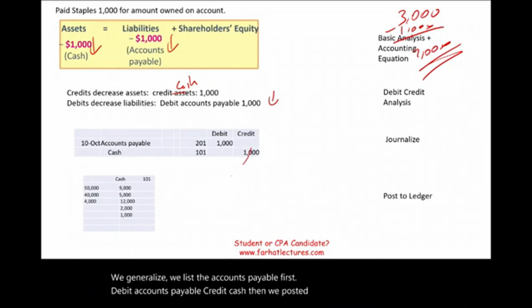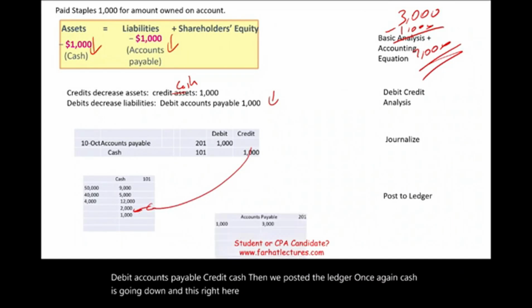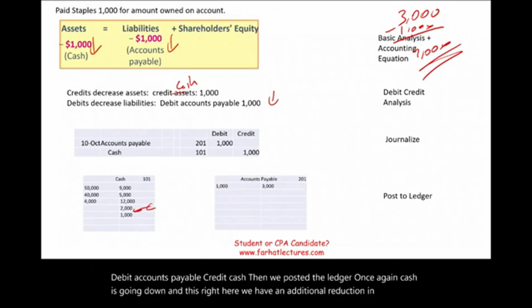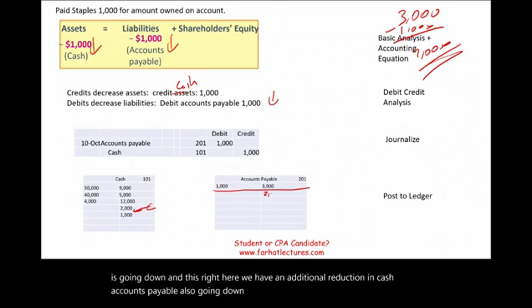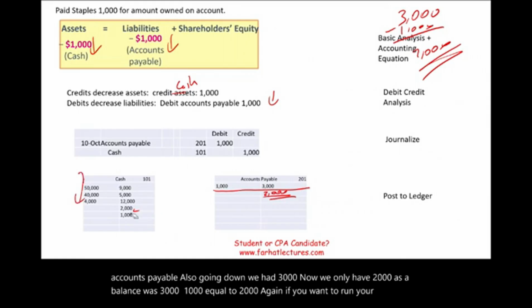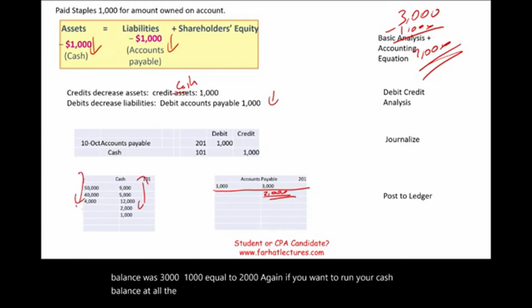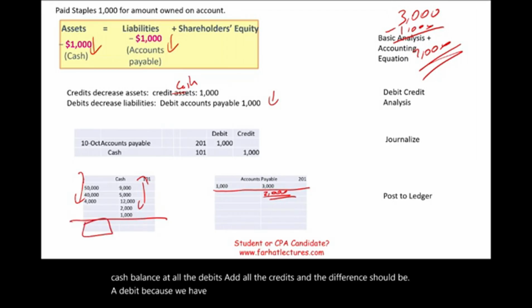Once again, cash is going down. And this right here, we have an additional reduction in cash. Accounts payable also going down. We had $3,000. Now we only have $2,000 as a balance, because $3,000 minus $1,000 is equal to $2,000. Again, if you want to run your cash balance, add all the debits, add all the credits, and the difference should be a debit because we have more cash than we don't. Of course we do. You cannot have a negative cash balance.